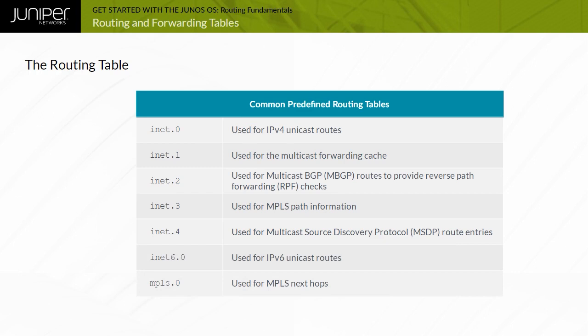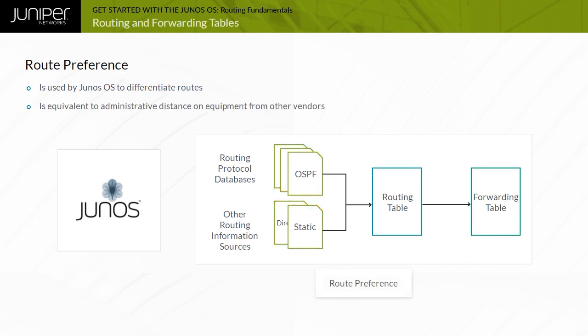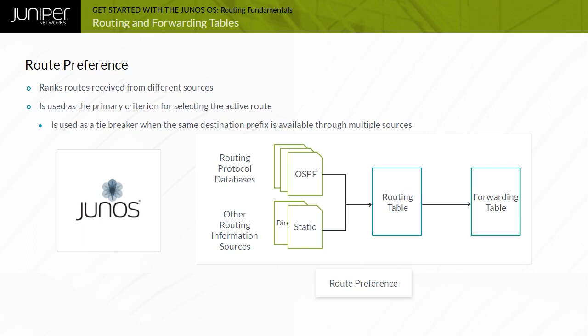MPLS.0, used for MPLS next hops. Junos OS uses route preference to differentiate routes received from different routing protocols or routing information sources. Route preference is equivalent to administrative distance on equipment from other vendors. Junos OS uses route preference to rank routes received through the various route information sources and as the primary criterion for selecting the active route.